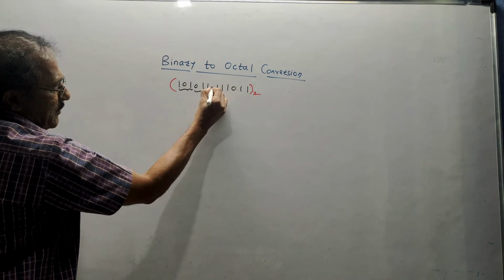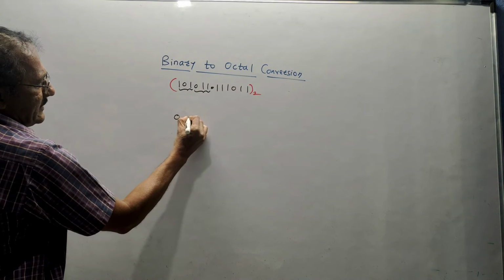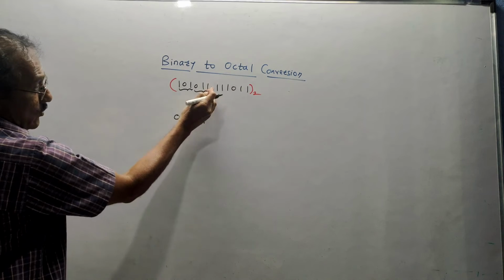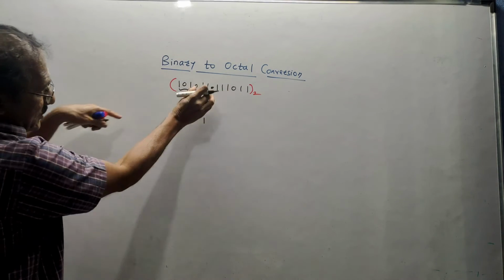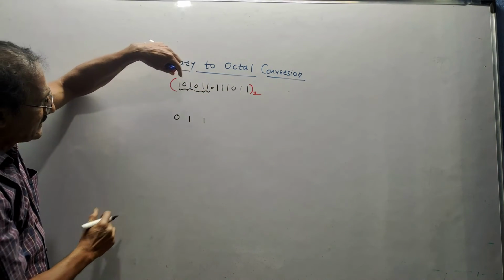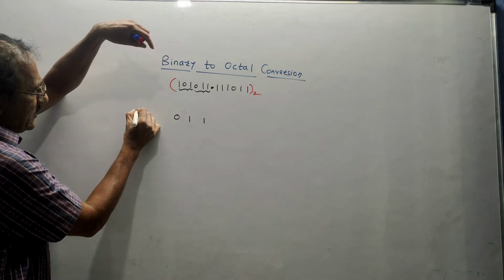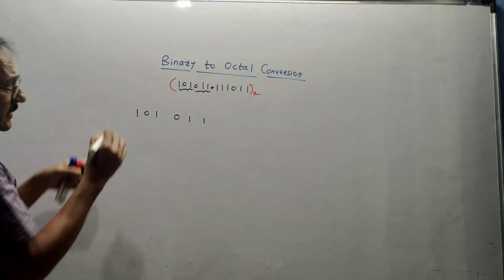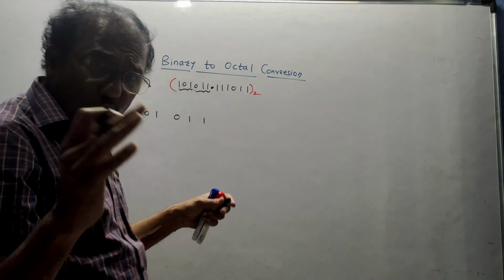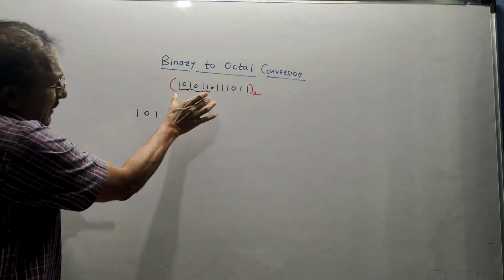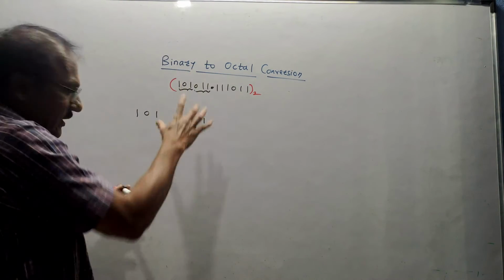So this is the decimal point. First group I will write like this: 0, 1, 1. I have started from right to left. This is first group. Second group is 1, 0, 1. So I will write second group over here: 1, 0, 1. Every time you have to make a group of 3. Now this is a perfect group because there are 6 bits before the decimal point.